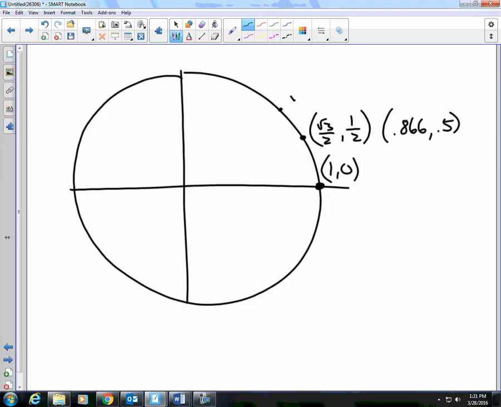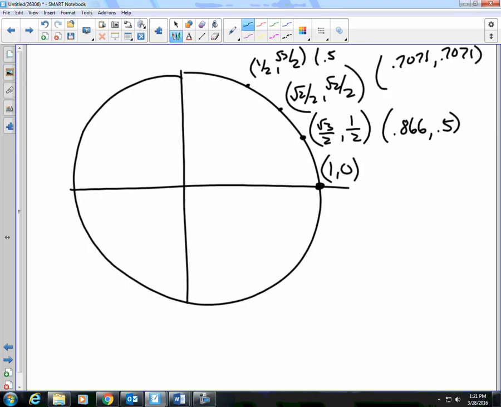This one was the root of 2 over 2, the root of 2 over 2 at a 45-degree angle, which is 0.7071 and 0.7071. Okay? And then this one right here, just switch the values. There's 1 half and the root of 3 over 2. So you have 0.5 and 0.866. Then what is this coordinate right here?